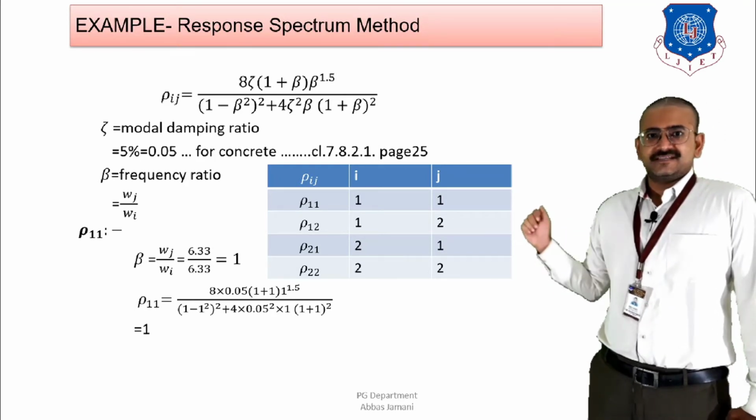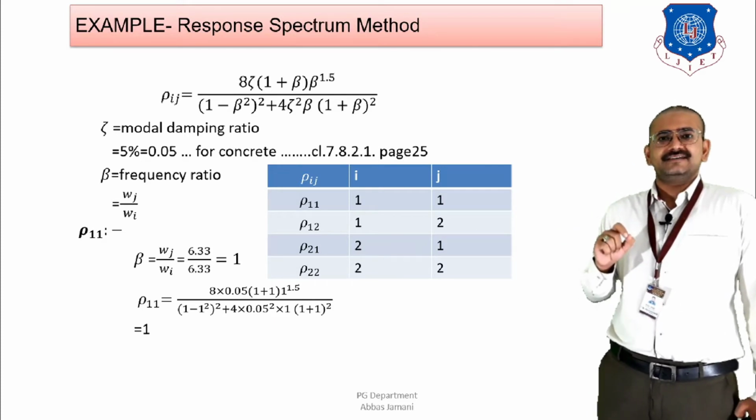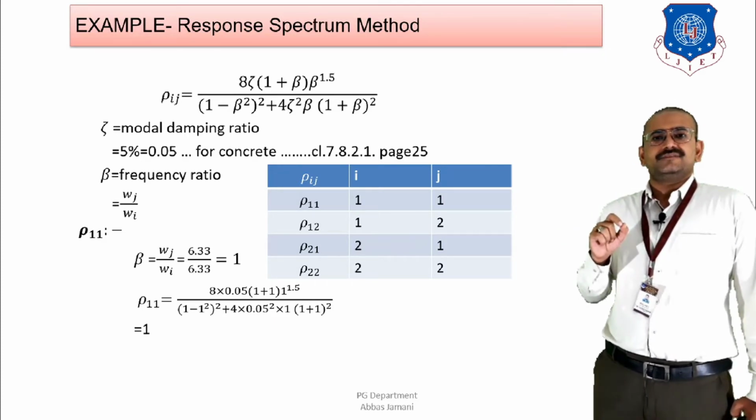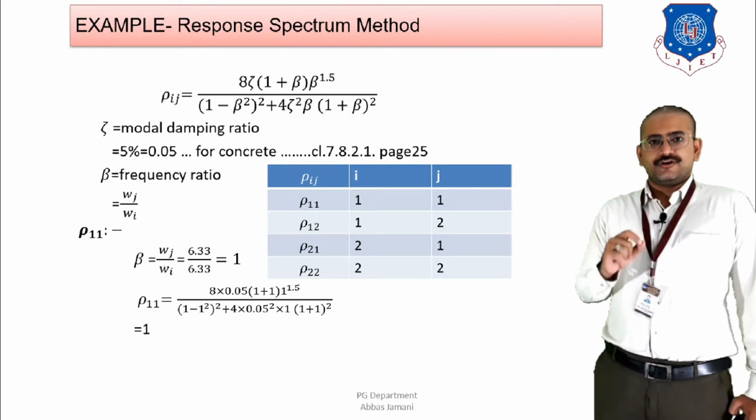So this is the formula that is given in the code also, where i and j are again the indices of the mode shape values, that is mode 1 and mode 2, right?